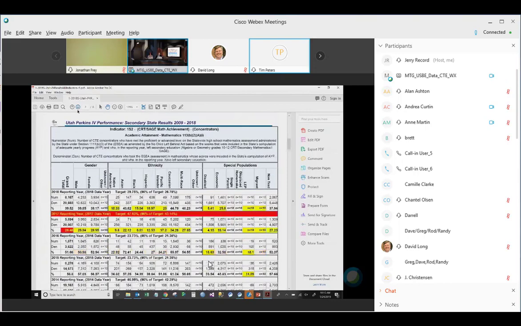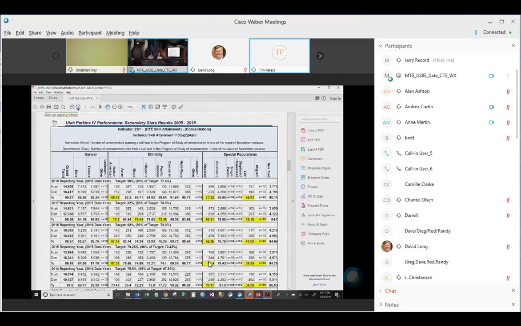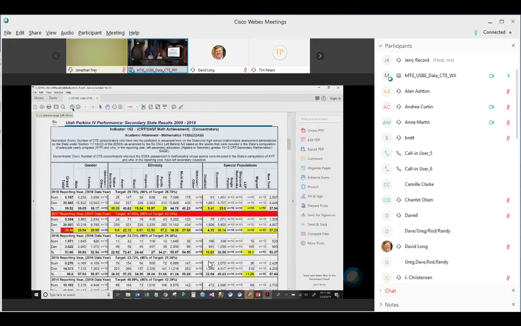1S2, we did not meet that last year in 2017. We jumped a little more than 10 percentage points in 2018 and did meet the target for math achievement. Just barely. Oh, by 10 points we beat it. Oh, okay.